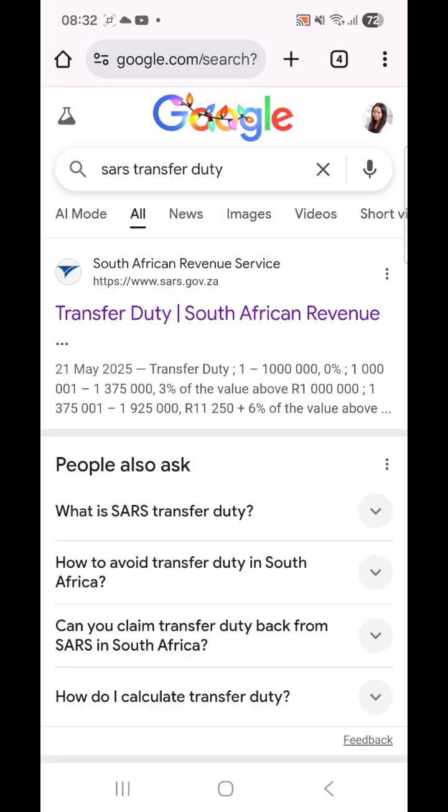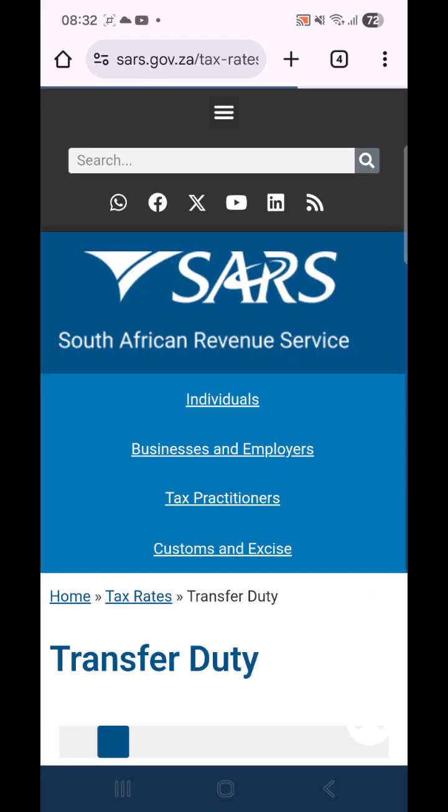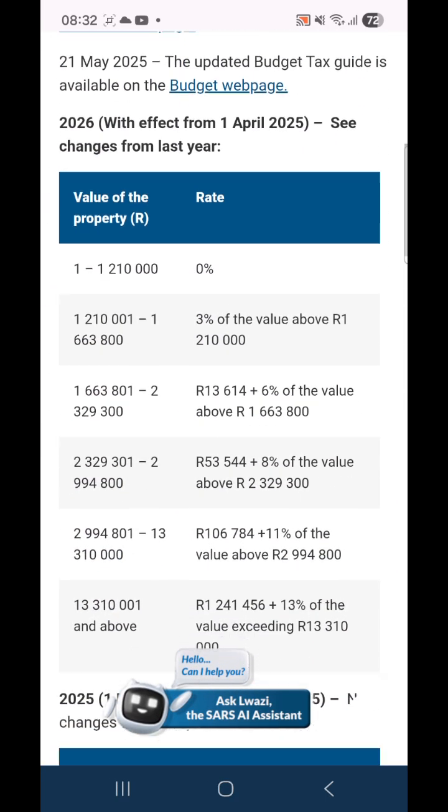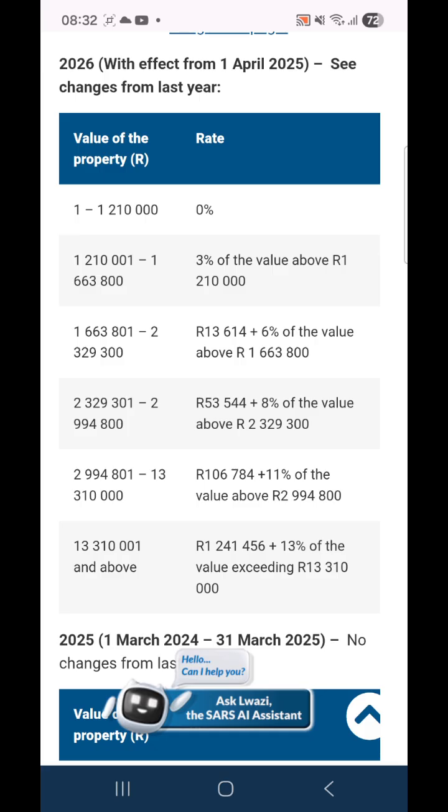A transfer duty is essentially tax that you pay when you are buying a property. As you know, tax is paid to the government. So on Google, you can just search SARS transfer duty and then come over here. Here you will see exactly how much property will incur taxes. Anything from 1 rand to 1,210,000 will not incur any transfer duty. And then anything from 1,210,000 upwards will incur a transfer duty.